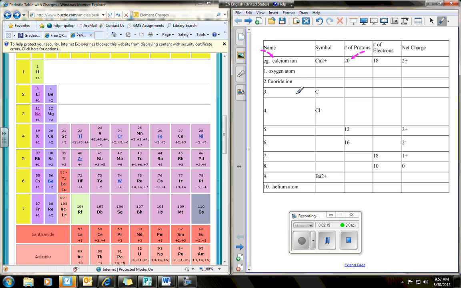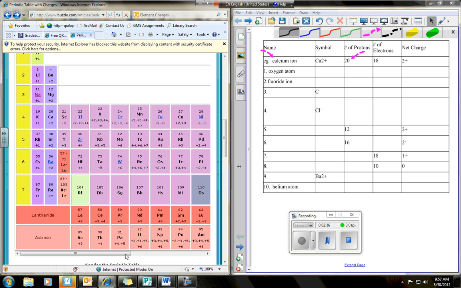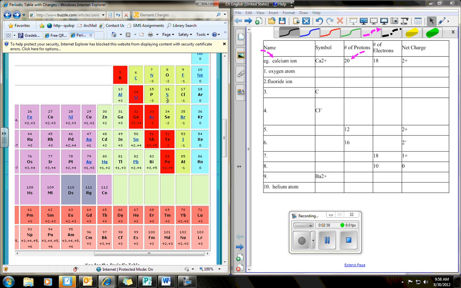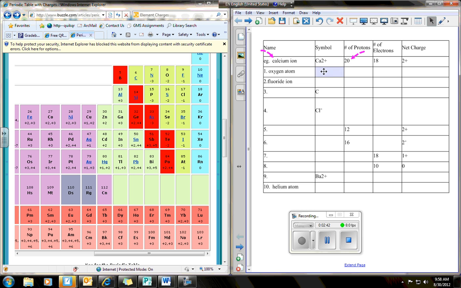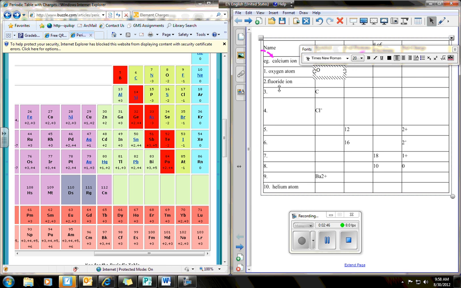So let's take an oxygen atom and do that example together. First of all, we need to find oxygen on our periodic table. Oxygen is right here. It's O. What's the symbol? The symbol is going to be quite easy. It's just going to be O. So let's put an O right there.